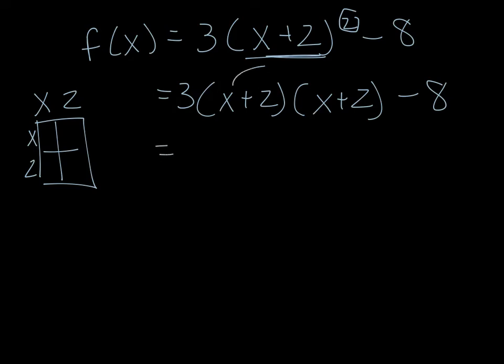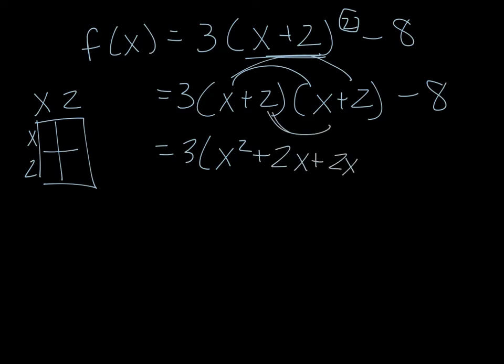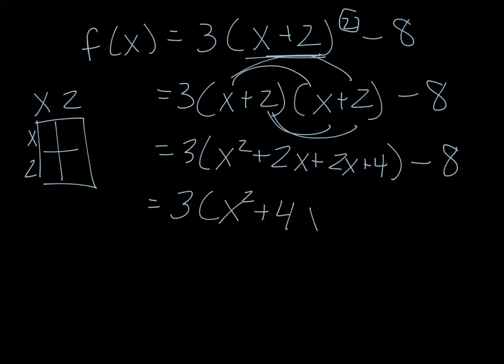And so if we do that, x times x is x squared. We'll bring down the 3. X times 2 is 2x. 2 times x is 2x. And 2 times 2 is 4. And that's all still being multiplied by 3. So we combine like terms inside the parentheses. Oops, not squared, just 4x.